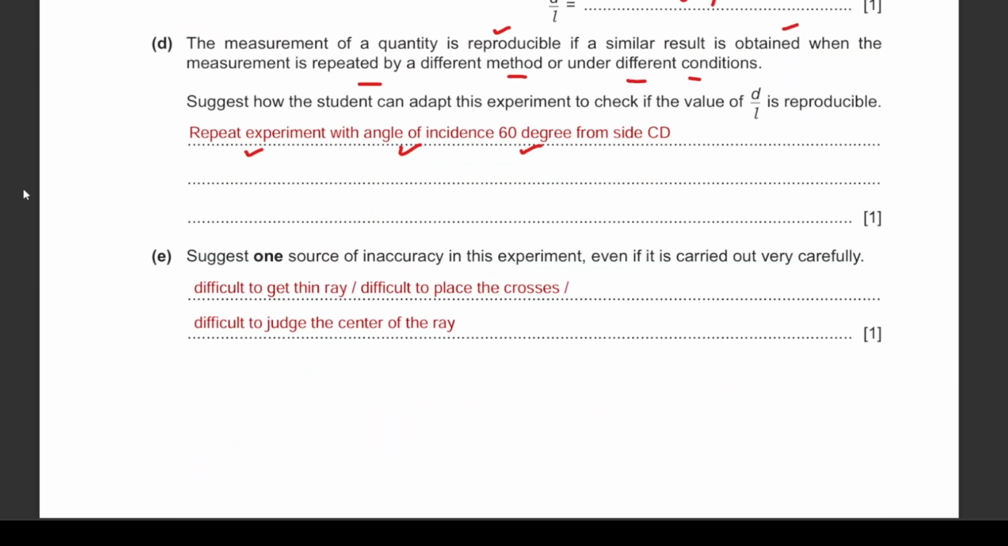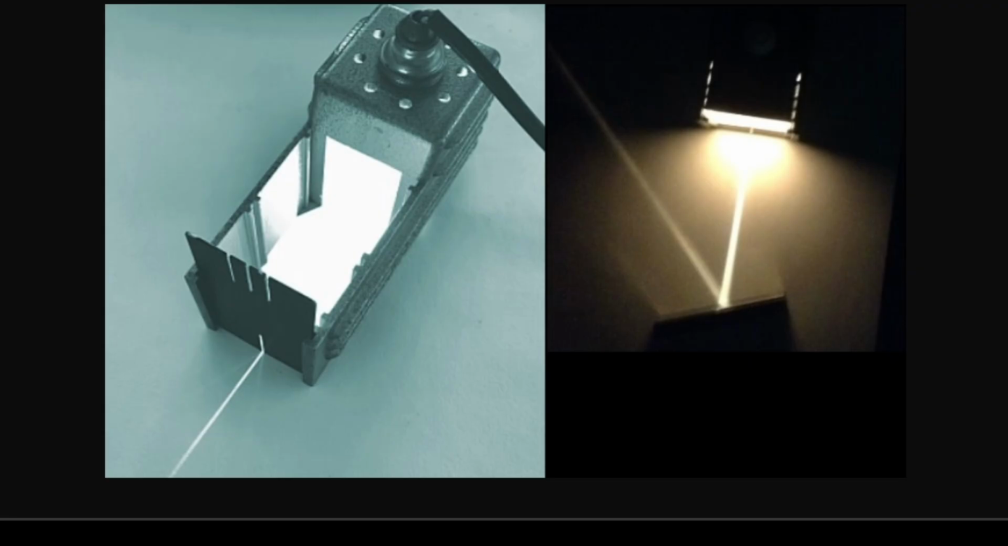Again, just one source of inaccuracy. There are many sources, but I'm going to mention all of them. You can write down only one. So it's difficult to get a thin ray. What do we mean by a thin ray? So these are two examples. Now the left one represents a thin ray, which is a bit difficult.